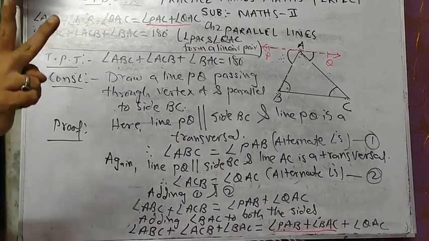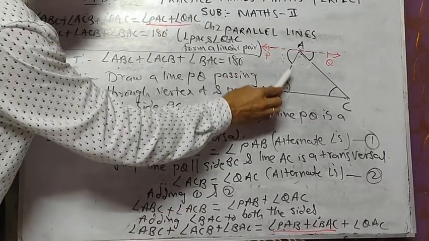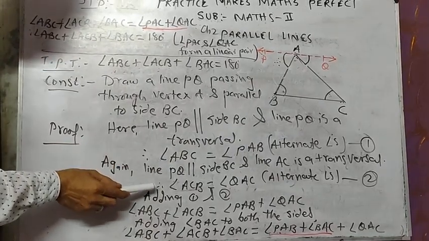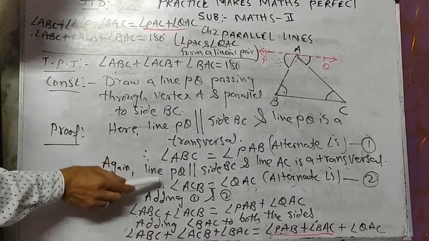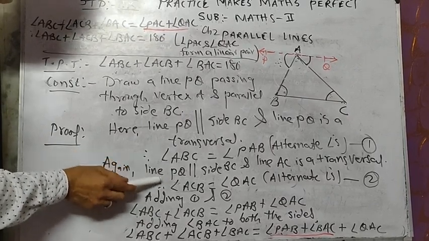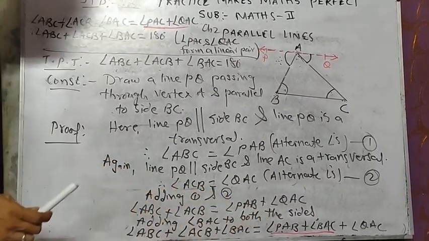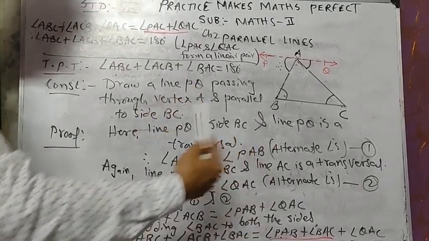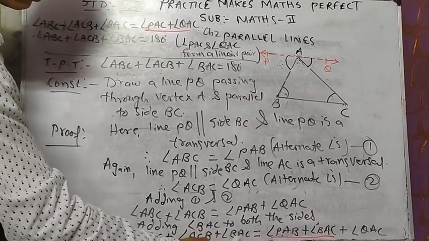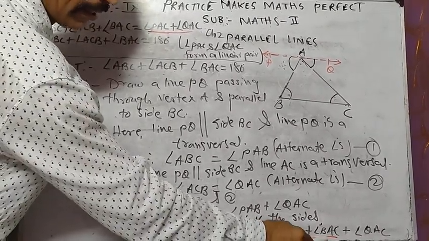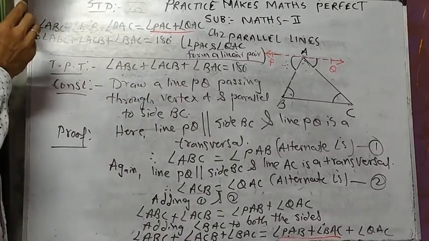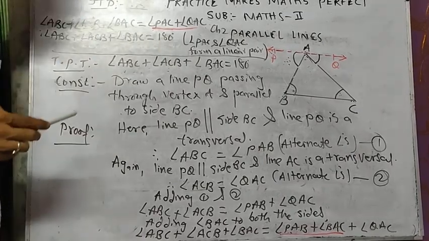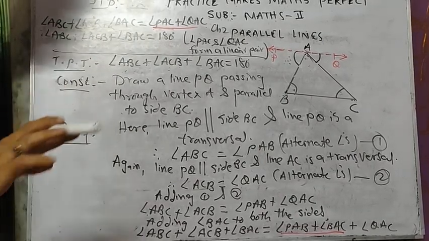So two times we will take the help of alternate angles. After taking alternate angles, you add both sides. After adding, which angle is remaining? This is remaining, so add BAC to both sides, here also and here also. Adding these two, I got angle PAC. And PAC and QAC form a linear pair, so I got 180. So this is how the theorem is completed.